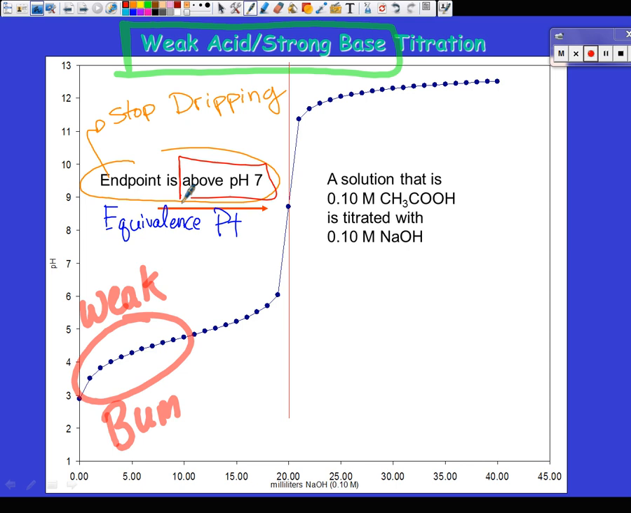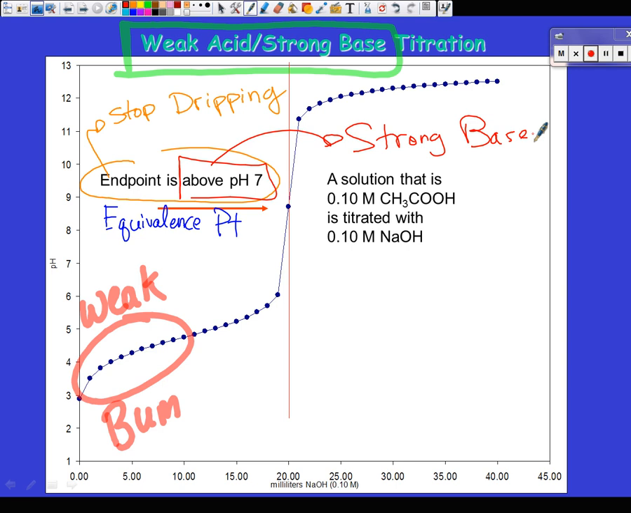Very good. Okay. So the reason why the end point or equivalence point is above 7 is because what always wins? Strong. And in this example, who's winning? The strong base. So where does it push the equivalence point in reference to 7? Above or below? Above. So the reason it's above 7 is because we had a strong base. Hold that thought.